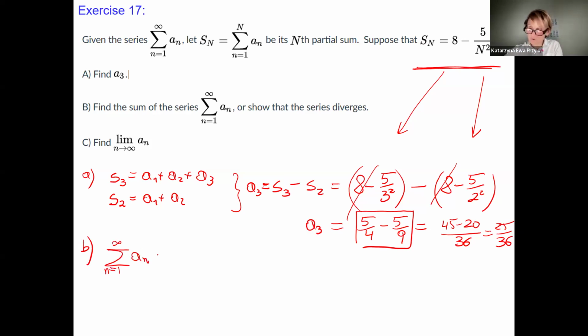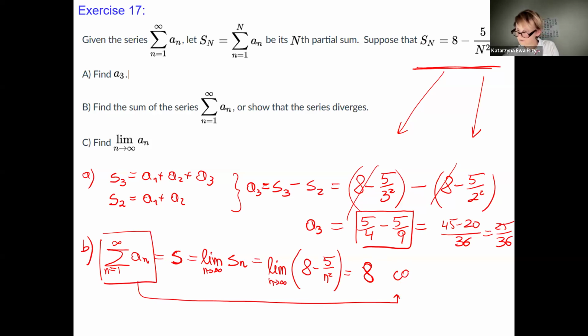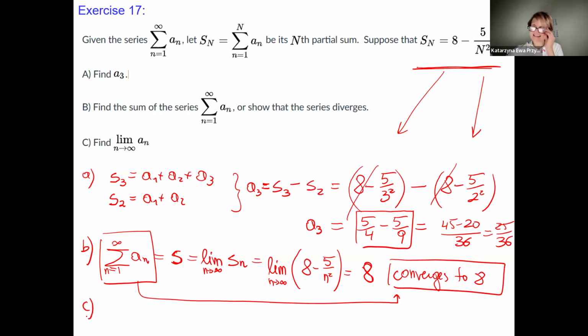Yes, we know that if that sum exists, let's assume it exists, we have to find the limit of the partial sum. And you are right, the limit at infinity of the formula, okay, I will change for the small. It is 8. That means, yes, this is convergent. The infinite summation converges to 8. Beautiful. Then what's the answer for the C?